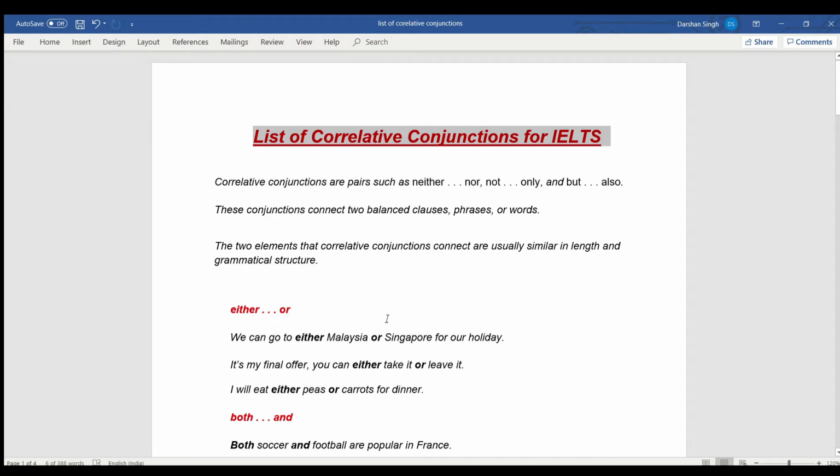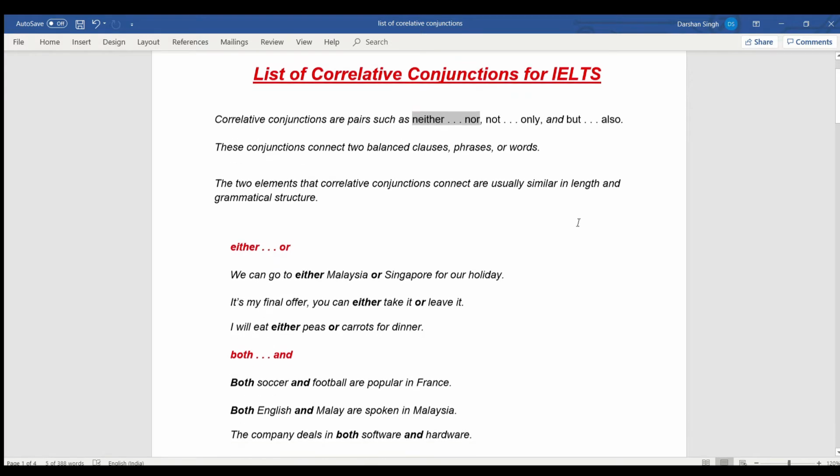Now, today's class is not going to be about connectors, it is going to be about the list of correlative connectors. So what are correlative connectors? Correlative connectors are pairs. That means in one sentence you will be using two connectors. For example, neither, nor, not only, but also. There are many examples, and we will also discuss the sentences of these connectors. So without wasting any time, let's begin with the video.